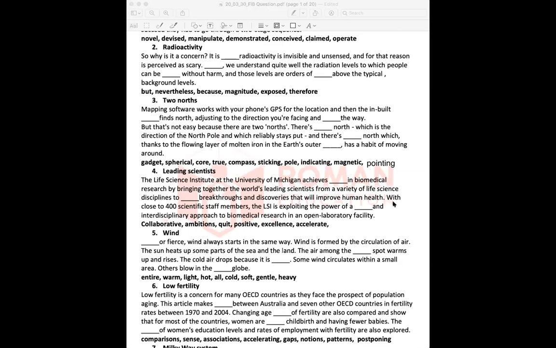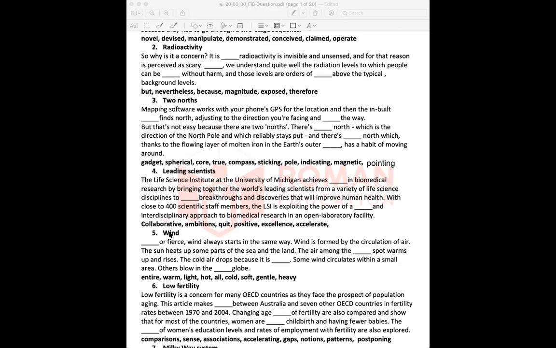And then for the next one, it says, with close to 400 scientific staff members, the LSI is exploiting the power of an interdisciplinary approach. So it's a something an interdisciplinary approach. So this is a word that is used to describe approach.